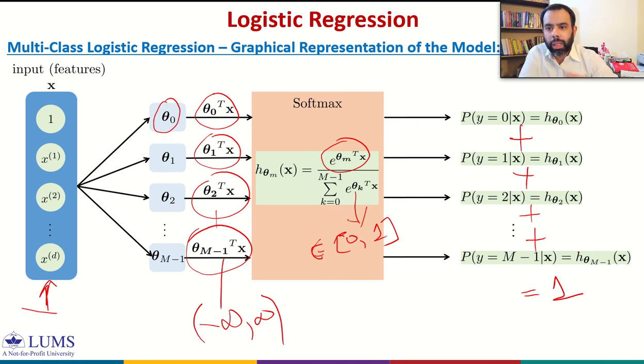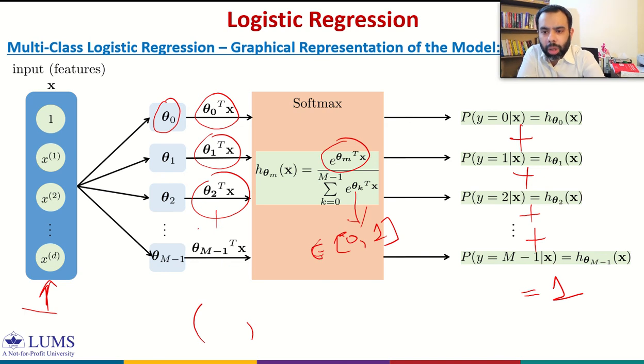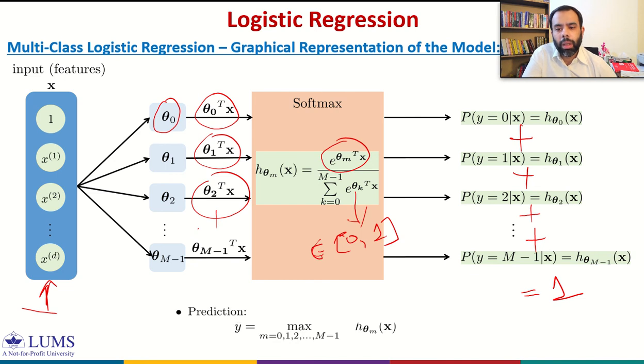Once you have this multi-class logistic regression model, how do you carry out prediction? We compute h theta 0 of x, h theta 1 of x, h theta 2 of x, and so on. We have m probabilities. We assign the most likely label, the label for which h theta m is maximized.